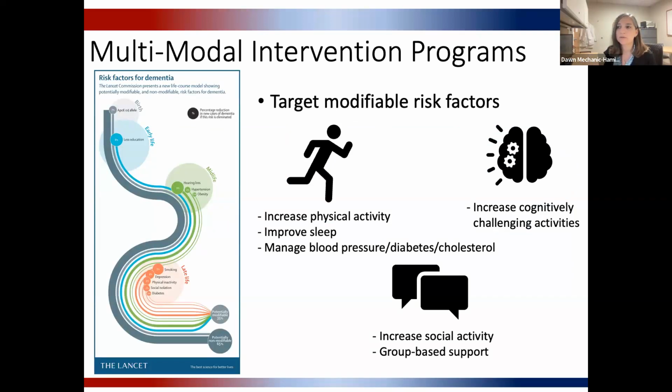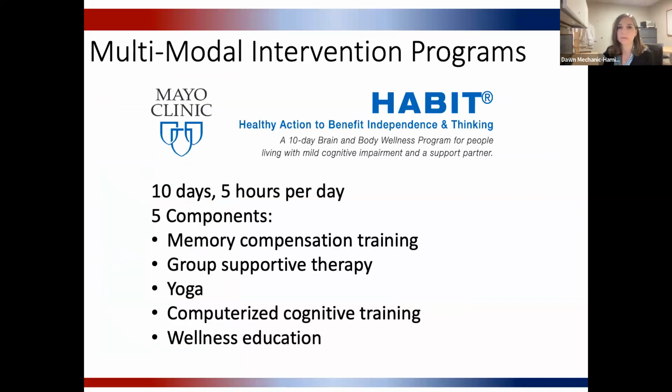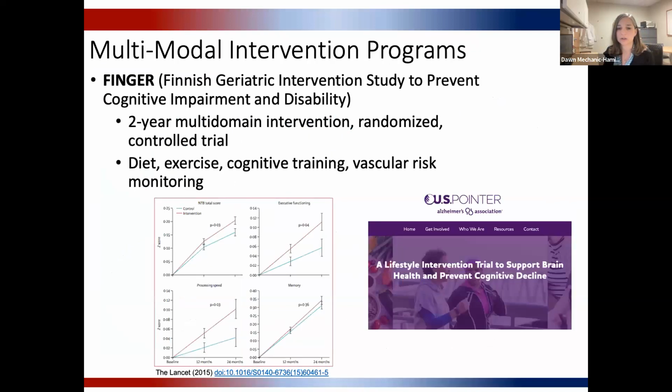About 12 years ago, we started an intervention program targeting modifiable risk factors. So helping our patients with MCI try to do things like increase physical activity, increase cognitively challenging activities, and so forth. There are many different groups out there that are doing different kinds of intervention programs. There's the HABIT program you may have heard of that has a structured approach to this. There are some of the much larger studies that are looking to do intervention in behavioral change.